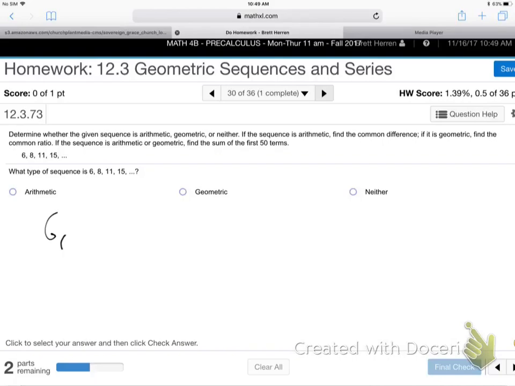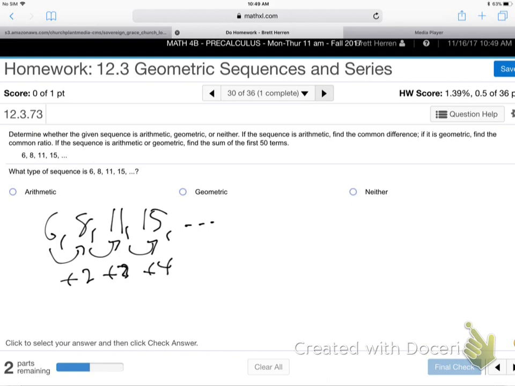So they're giving me 6, 8, 11, 15, and so on. What's happening right here? Add 2, add 3, add 4, right? So is it adding the same number every time? No. It's adding a different number every time. Is it multiplying the same? No. So it's neither. That's neither arithmetic nor geometric. Arithmetic means adding the exact same number every time. Geometric means multiplying the exact same number every time. That one's changed.